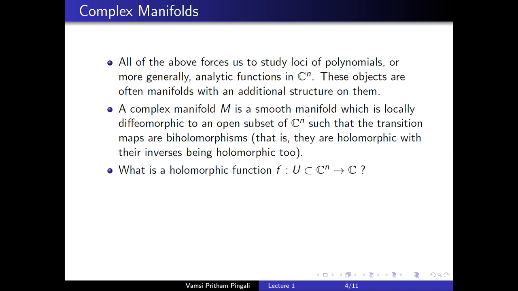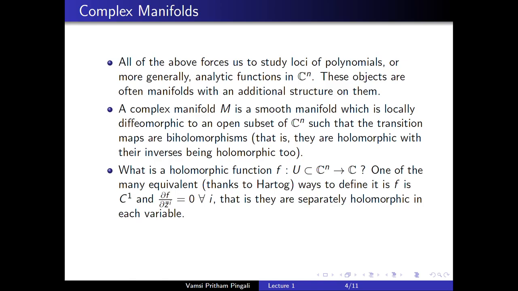Now the first question is, what the hell is a holomorphic function of more than one complex variable, right? You can imagine that there could be many ways to define this sort of a concept. They're all equivalent thanks to Hartog's deep theorem. So the one we'll adopt is this. A holomorphic function is first and foremost a C1 function, and it satisfies the Cauchy-Riemann equations in each variable separately. Namely, it's separately holomorphic in each variable.